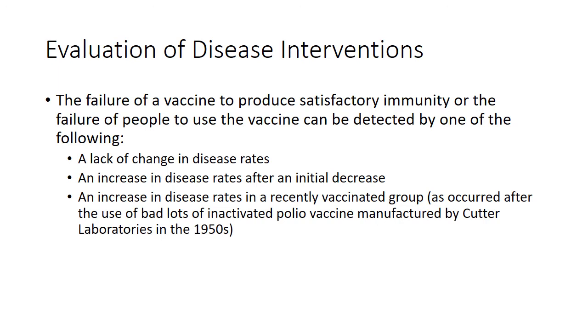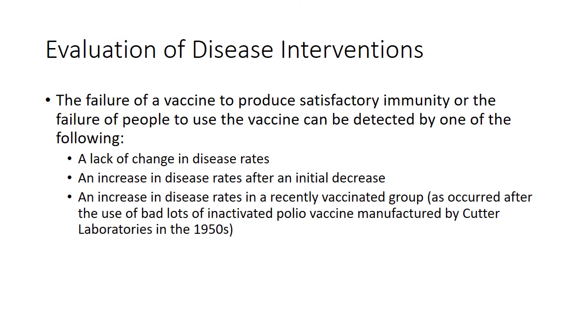You could also look for things like an increase in disease rates after an initial decrease. That may be indicative of people getting complacent and thinking, hey, we've gotten rid of this disease, don't have to worry about immunizing anymore, and then all of a sudden rates start to pick back up once you lose herd immunity.